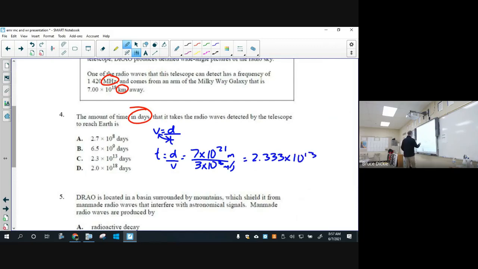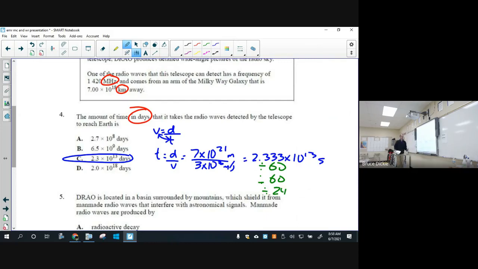So that looks like it's there, right? 2.3 times 10 to the 13. But it's not, because this is in seconds. To get that in days, we're going to have to first convert to minutes by dividing by 60. And then we're going to convert to hours by dividing by 60 again. And then we're going to convert to days by dividing by 24.